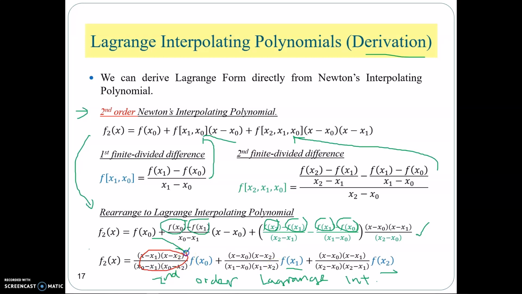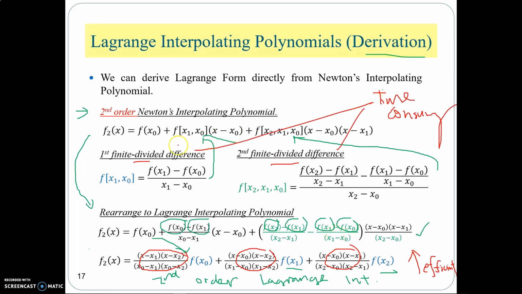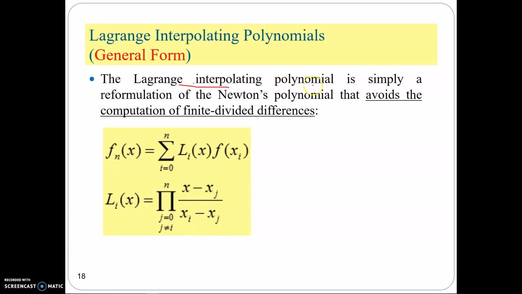In this formula, we see there is no finite divided difference here. Therefore, we do not need to waste the storage for storing this finite divided difference, and the computation here can be faster, because the computation of the first and second finite divided difference in the Newton interpolating polynomial here is time consuming. So you should know that the Lagrange interpolating polynomial is simply a reformulation of the Newton interpolating polynomial that does not need to perform the finite divided difference.